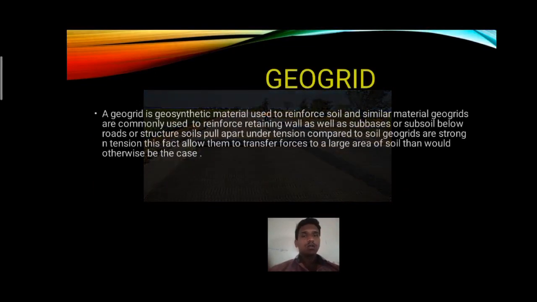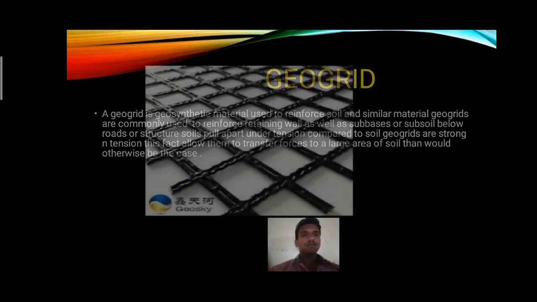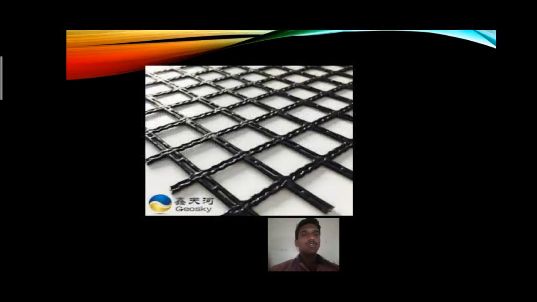Geogrid. A geogrid is a geosynthetic material used to reinforce soil and similar material. Geogrids are commonly used to reinforce retaining walls and used as a subbase or a subsoil below roads. Structure soils pull apart under tension compared to soil. Geogrids are strong in tension. This fact allows them to transfer forces to a larger area of soil than would otherwise be the case. This is an image of geogrid.